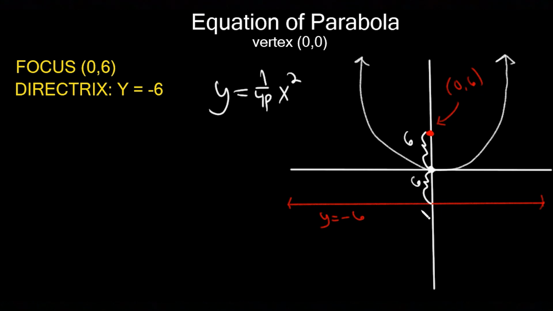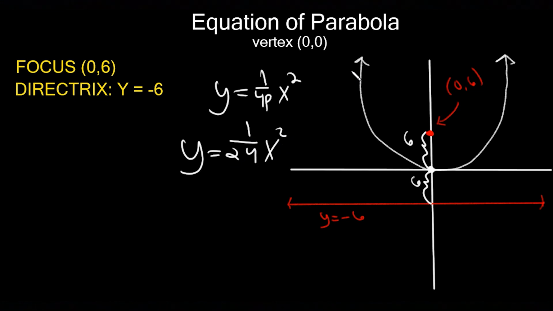From here, it's pretty simple, right? You know what p is. P is going to be a vertical distance of 6. So all I have to do is take that p, plug it in here, and I get 24. So my equation is going to be y equals 1 over 24 and then x squared, okay?